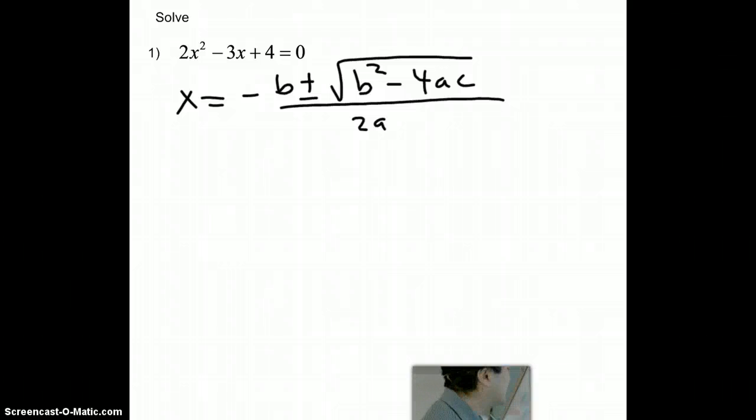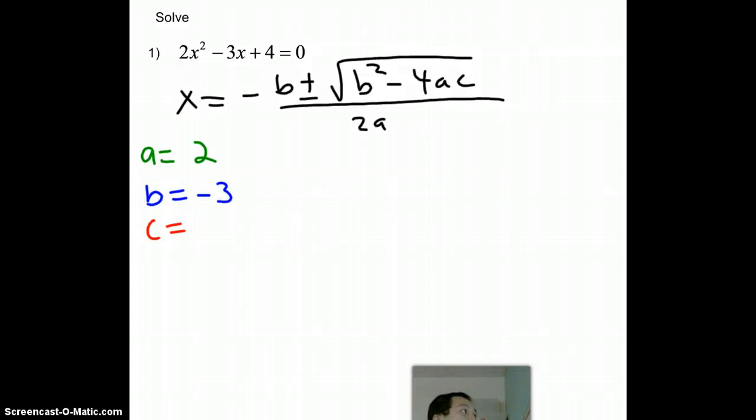Now, I need to find my a, b, and c. So I write down, what's my a equal to? My a equals 2. What's my b equal to? My b is equal to negative 3. And what's my c equal to? My c is equal to 2. No, just kidding. My c is equal to 4. Alright, now I have my a, b, and c. I could take that information and plug into this equation right here. Every time I see an a, I put a 2. Every time I see a b, I put a negative 3. And every time I see a c, I put a 4.